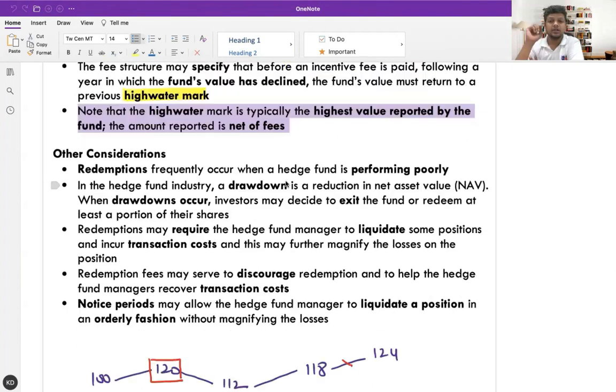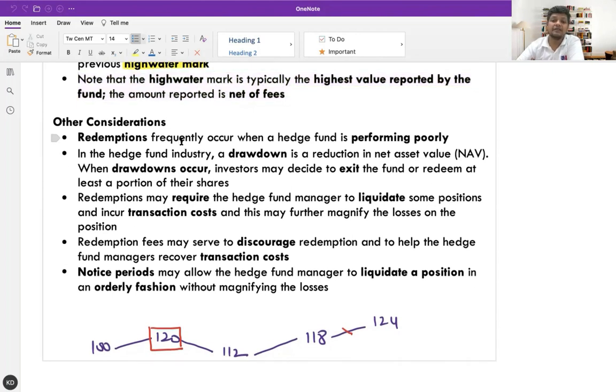Mm-hmm. Correct. So, like private equity, hedge funds have almost similar structure when it comes to the fees. There you have a high watermark, management fee, incentive fee, clawback and various other provisions. But there are other things also that you need to consider when it comes to hedge funds. And what are those?